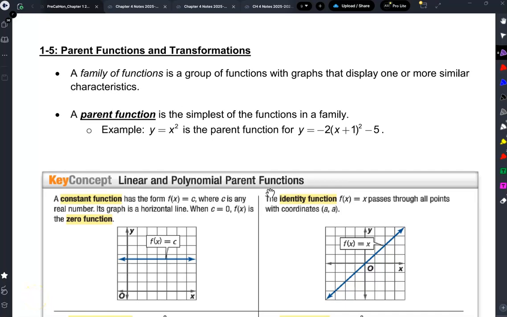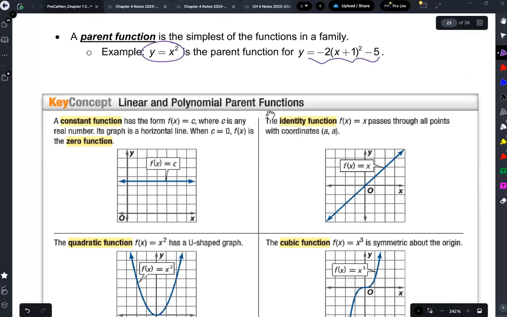So parent functions, let's start with one that we know. A parent function is the simplest of the functions in a family. Like y equals x squared is the parent function for this more embellished quadratic equation.